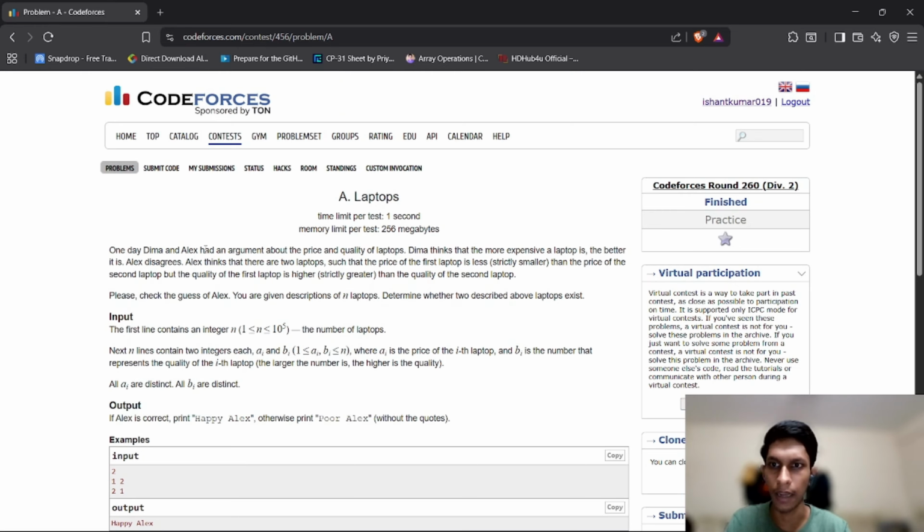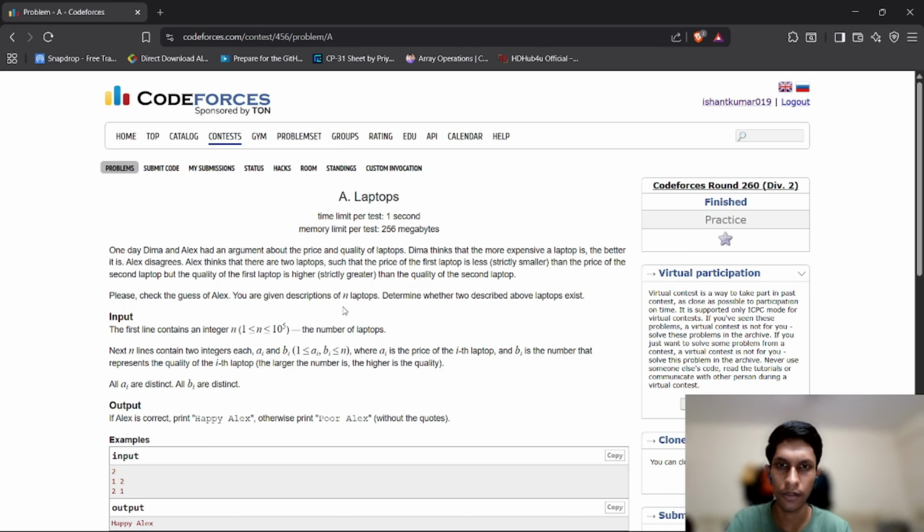One day, Dima and Alex had an argument about the price and quality of laptops. Dima thinks that the more expensive a laptop is, the better it is. Alex disagrees. Alex thinks that there are two laptops, such that the price of the first laptop is strictly smaller than the price of the second laptop, but the quality of the first laptop is strictly greater than the quality of the second laptop. Please check the guess of Alex.